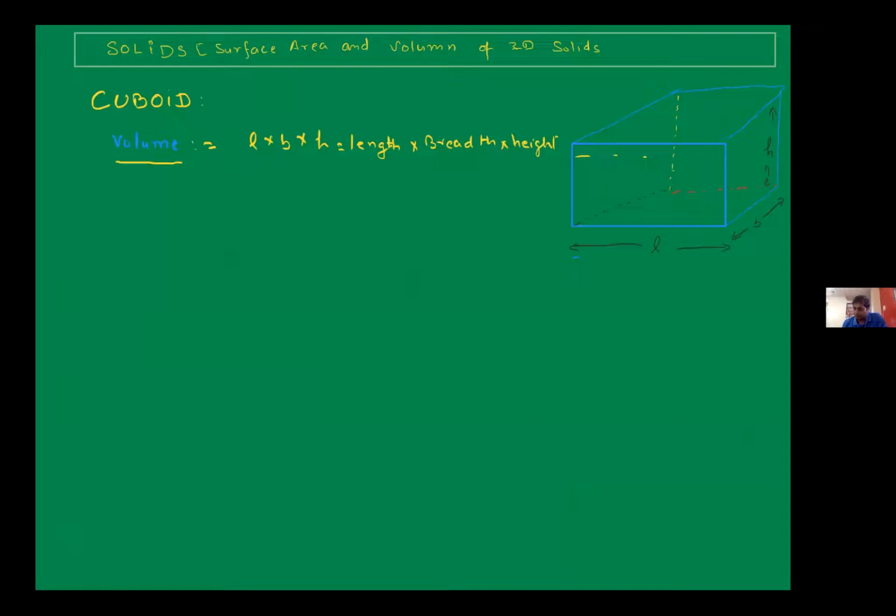So if I have to find the total surface area, the total surface area will be length into breadth, two times, because this is the first face and the back side also has a similar area. Similarly, this side and the opposite side of this wall also have the same area, so the area will be the same.